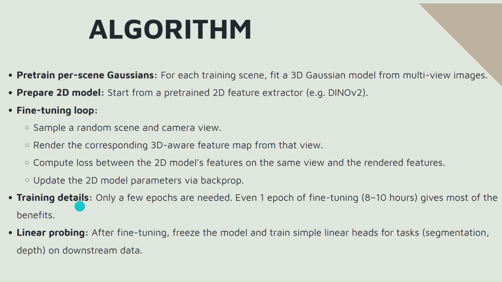So the remarkable thing is the efficiency of this process. Unlike traditional 3D to 2D transfer learning methods, which can be computationally intensive, this method only requires a few epochs to converge. In fact, the authors report that even a single epoch of fine-tuning, which takes around 8 to 10 hours, is sufficient to obtain the majority of the performance improvements.